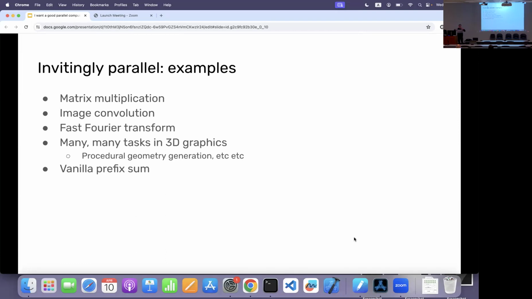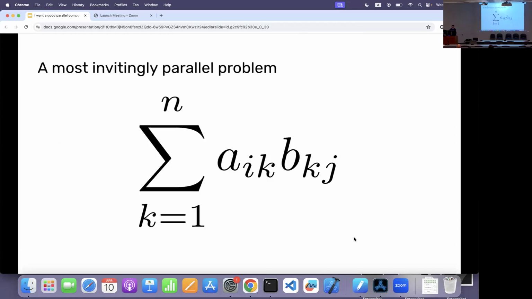Like if you're procedurally generating geometry, you've got a hill that's got grass on it, then you can say, you generate the blades of grass, and then each blade of grass generates some triangles. And so that's obviously not embarrassingly parallel, because as you zoom in and out, it's going to depend on the level of detail. It's not that hard to coordinate. I would also put vanilla ordinary prefix sum into the invitingly parallel examples.